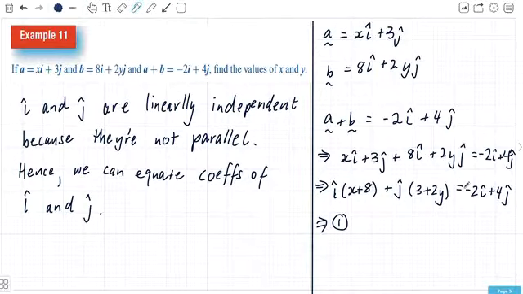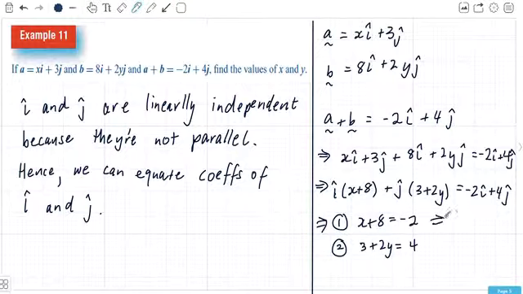And from here you can see straight away that we have two expressions. Expression 1 is the coefficients of I, so x plus 8 equals negative 2. And the second expression would be the coefficients of j, 3 plus 2y equals 4. Now it's a matter of solving for x and for y.